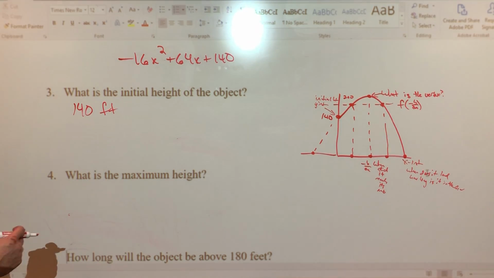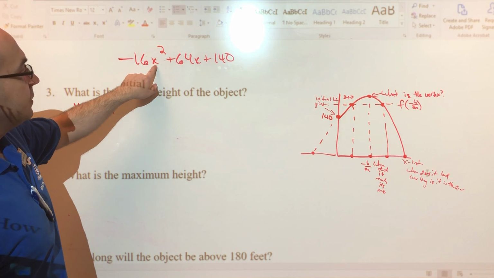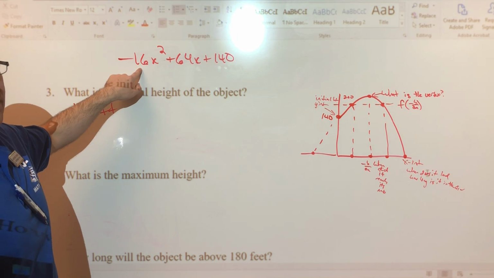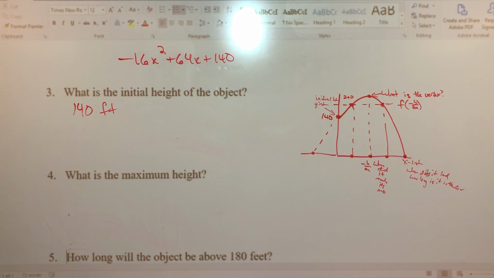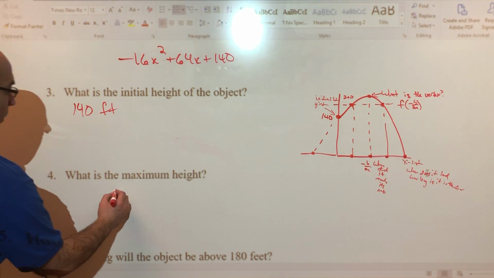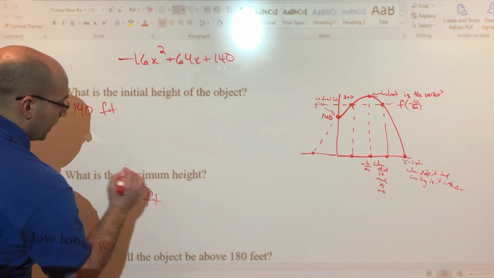I'm gonna substitute that back in for x and solve for y, okay? And when you do that, also, please be careful. You're not multiplying 2 times negative 16 first. That's not PEMDAS. You're squaring 2, okay? So when I do that, I'm gonna get 204 feet, okay?